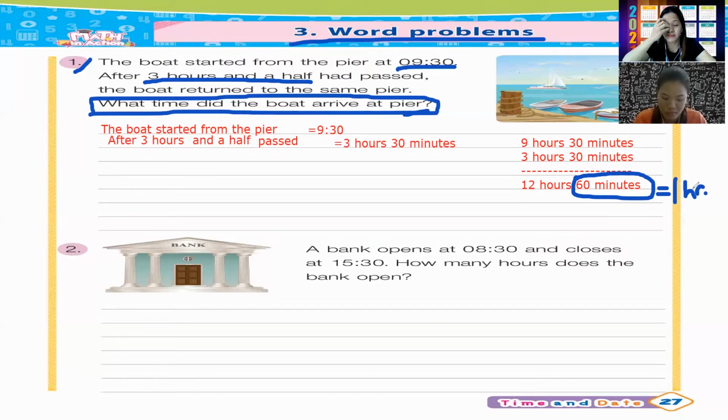Right. So we make it 1 hour because it's already 60 minutes. We cannot say 60 minutes, you just simply say 1 hour. So we add this 1 hour to the 12 hours. And what will happen? 12 hours plus 1 hour. How many hours now? Yes, 13 hours.